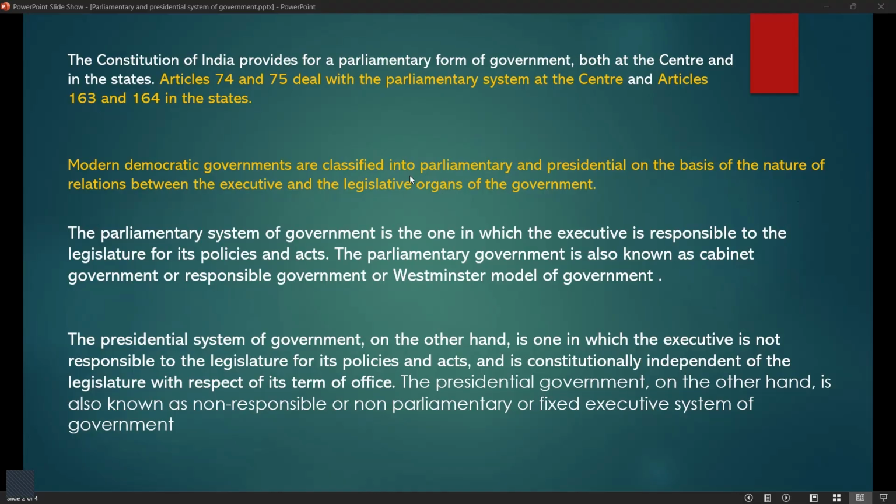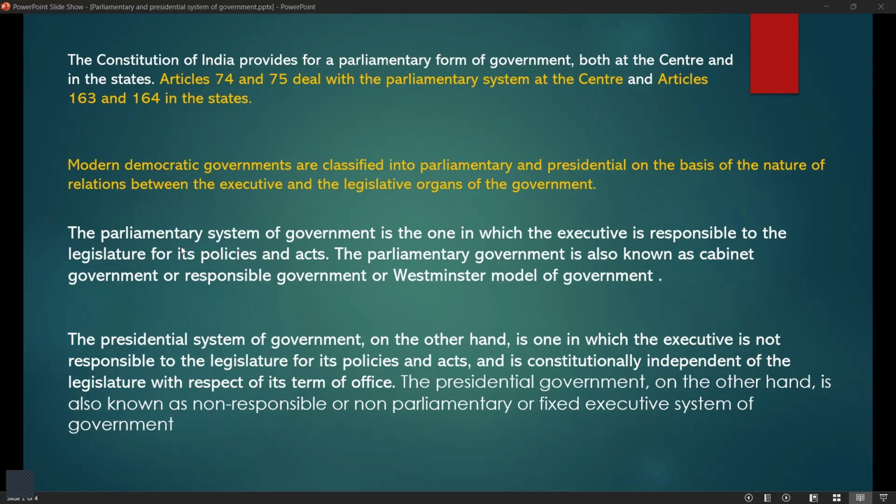Executive means, first we understand the legislative. Legislative is the lawmaking. The executive is the persons or the branch of the government which executes the laws and regulations which are formed by the legislative branch. So these are the two: the parliamentary and the presidential.